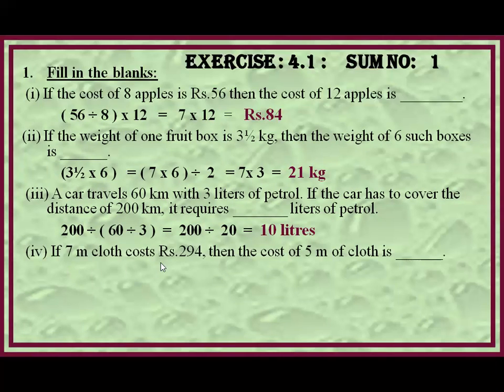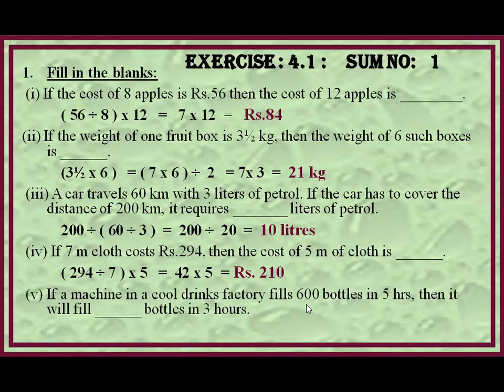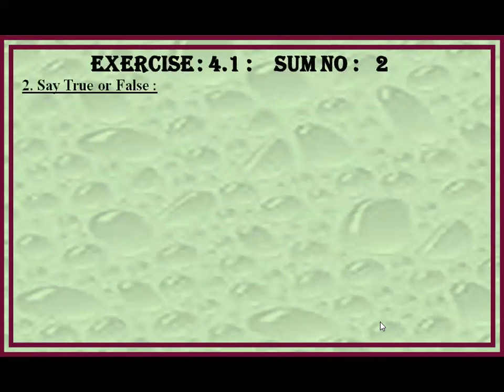If 7 meters of cloth costs rupees 294, then find the cost of 5 meters of cloth. 294 divided by 7 into 5, you get 210. If a machine in a cool drink factory fills 600 bottles in 5 hours, then it will fill dash bottles in 3 hours. 600 divided by 5 into 3, you get 360 bottles are filled in 3 hours. True or false?